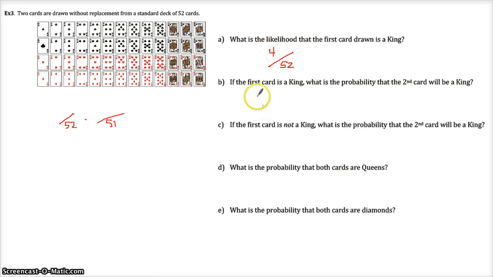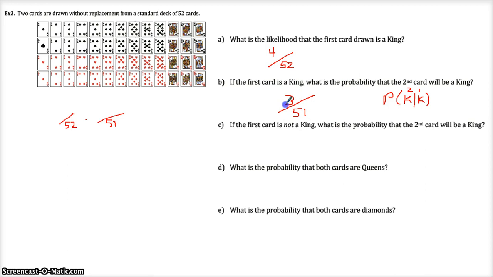There are 4 kings. If the first card is a king, what's the probability that the second card will be a king? Okay, so now we're talking about the second card. There's only a deck of 51 to choose from. What they're asking us for is really the probability of king given king, like the probability that the second card is a king, given that the first one was already a king, if you want to follow the notation. So given that the first one's a king, now there's only 51 choices left. What's the probability the second card's also a king?